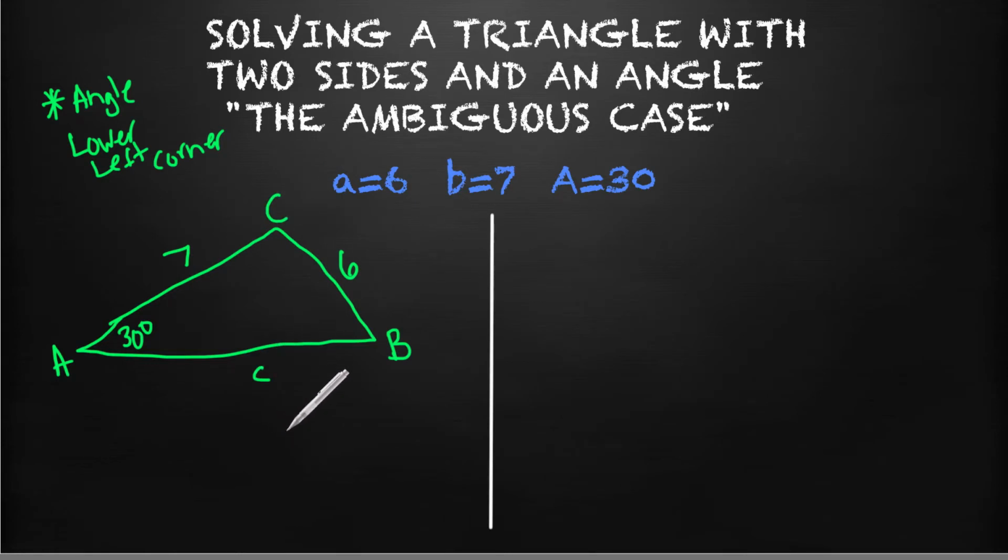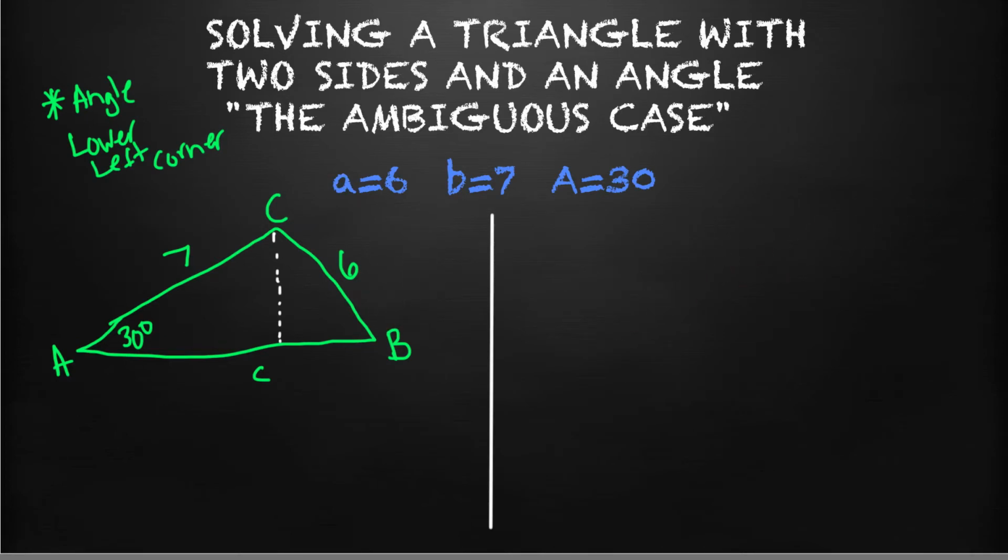Now, this is called the ambiguous case, and this can be very difficult to understand, so I'm going to try to explain it and take it slowly here. Let's say we have a height that is right here, and let's say one student draws the triangle this way with the side A going out to the right.